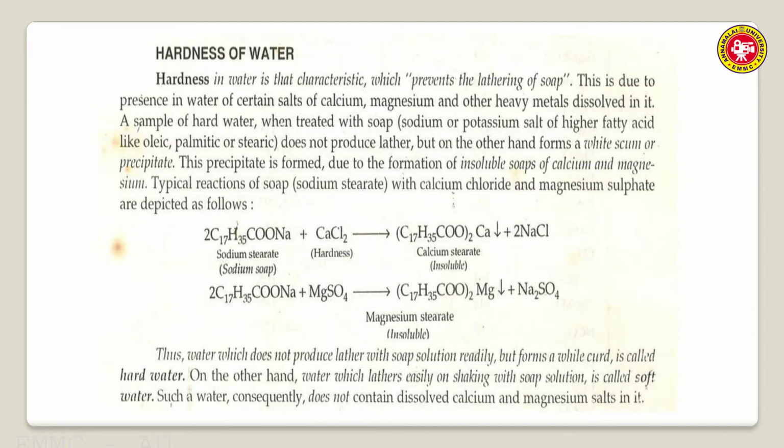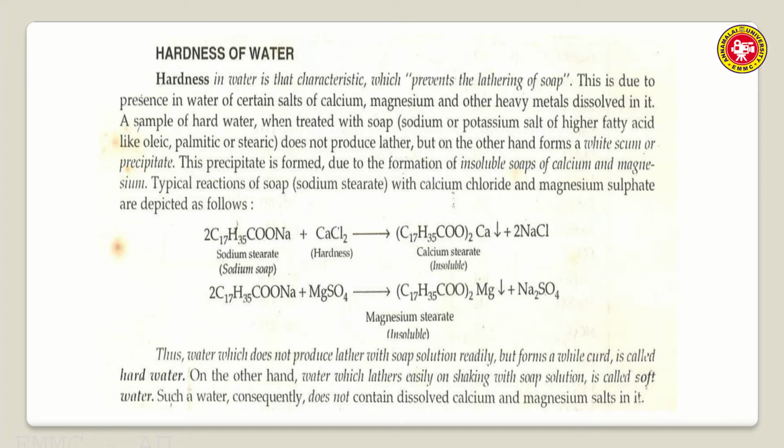Now first, hardness of water. What is hardness? To explain hardness to a layman, we can say that water which does not lather easily with soap is categorized as hard water. If you rub soap in such water, it will not produce lather, instead it will produce scum or precipitate. So such waters are categorized as hard water. Hardness in water is that characteristic which prevents the lathering of soap.